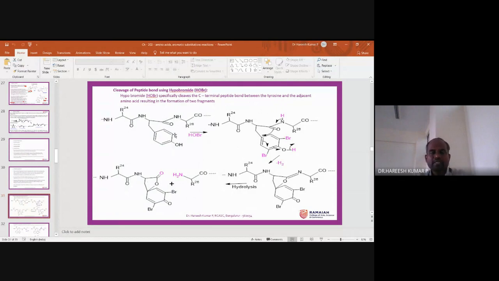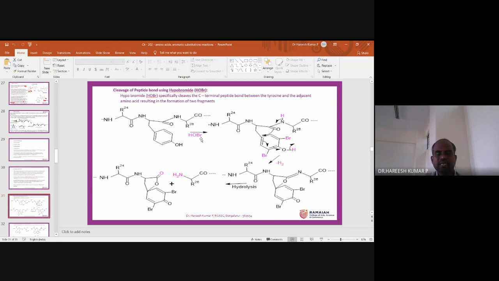So it doesn't affect any other thing. It selectively cleaves the tyrosine and the adjacent amino acid of a peptide or a protein. So that is the speciality about hypobromide. Hypobromide means HOBr, so in this HO minus and Br plus. So what will it do?